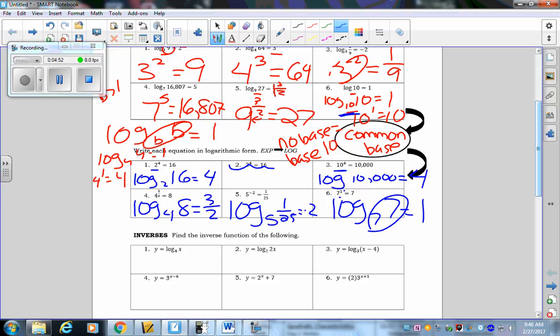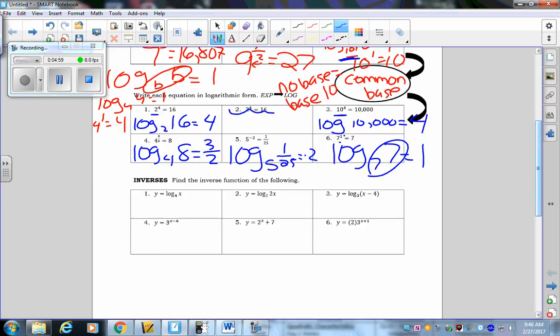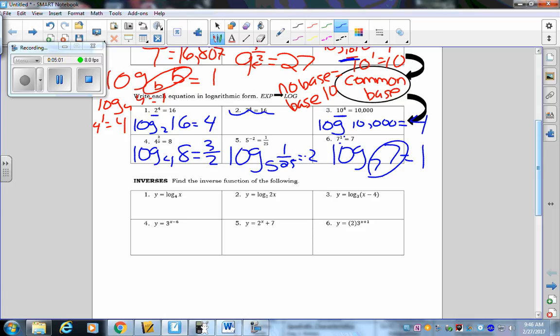Okay, so what we're going to do now is take that, now that we can convert between logs and exponentials, and actually find inverse functions. So what's the difference down here? Because look, if you look at each one, it's a y equals. I have y equals blah, blah, blah, x, okay? So it's an actual function that I could graph. Up here, I could just solve this and get a value.